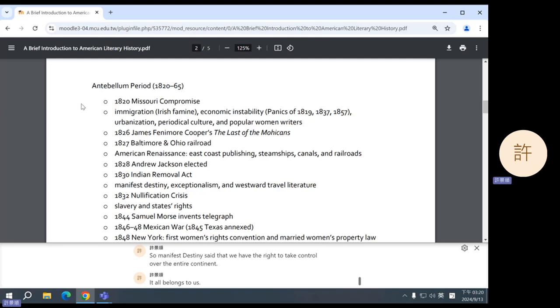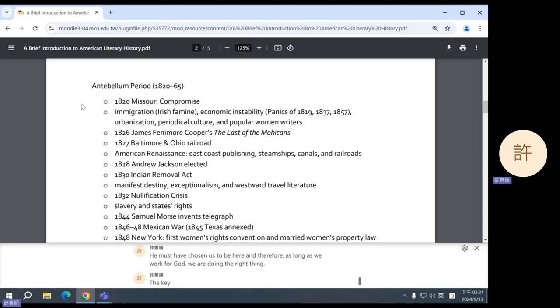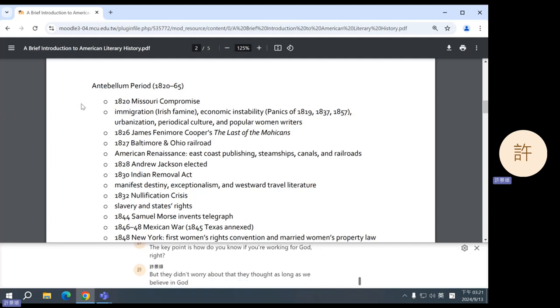It's also connected with the idea of American exceptionalism. Exceptional means special, unique, uniquely good. The Americans believed that because God put them there, God must have had a reason. He must have chosen us to be here. And therefore, as long as we work for God, we are doing the right thing. Now, the key point is, how do you know if you're working for God, right? But they didn't worry about that. They thought, as long as we believe in God, whatever we do is for God.